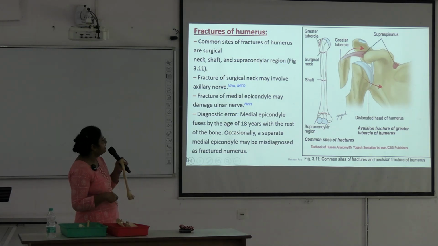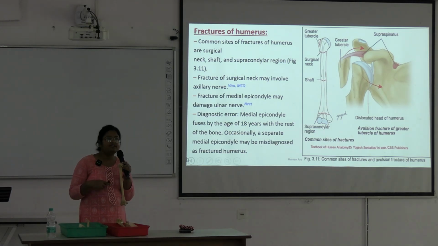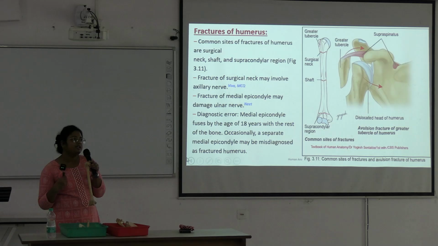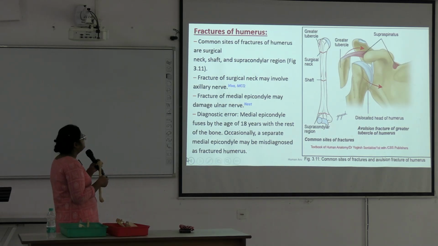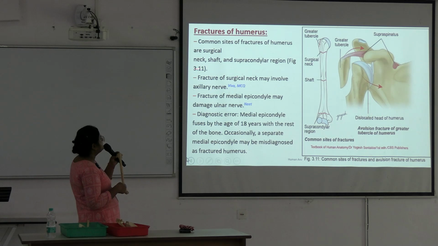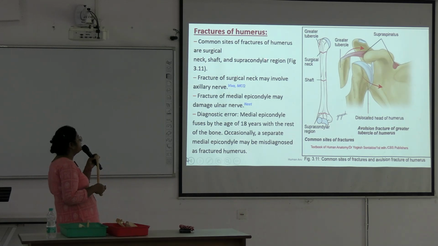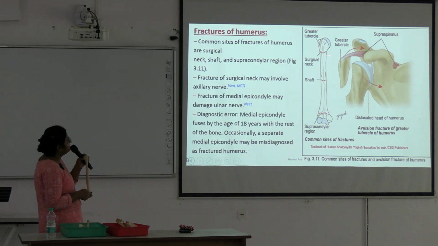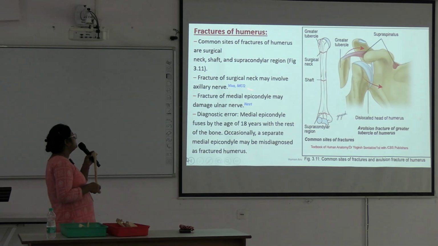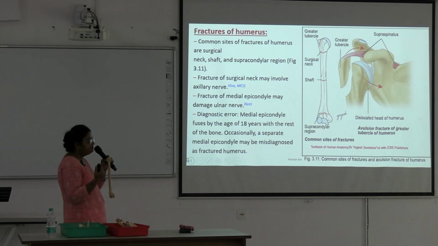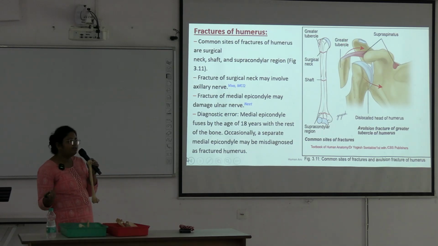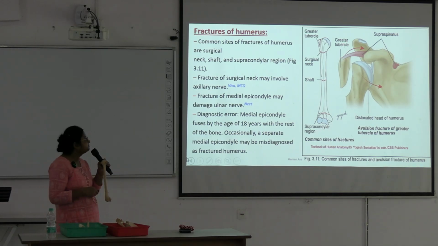Now we go to the fracture of the humerus. These are the clinical aspects important for your explain why questions. So, common sites of fracture of humerus are surgical neck, shaft and supracondylar region. Surgical neck, shaft, supracondylar region. Fracture of surgical neck may involve the axillary nerve here. Deltoid paralysis will occur and loss of abduction.